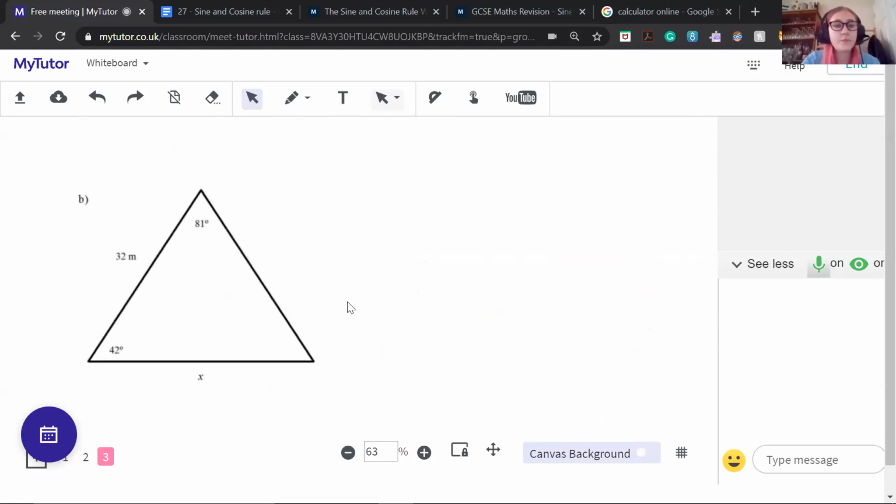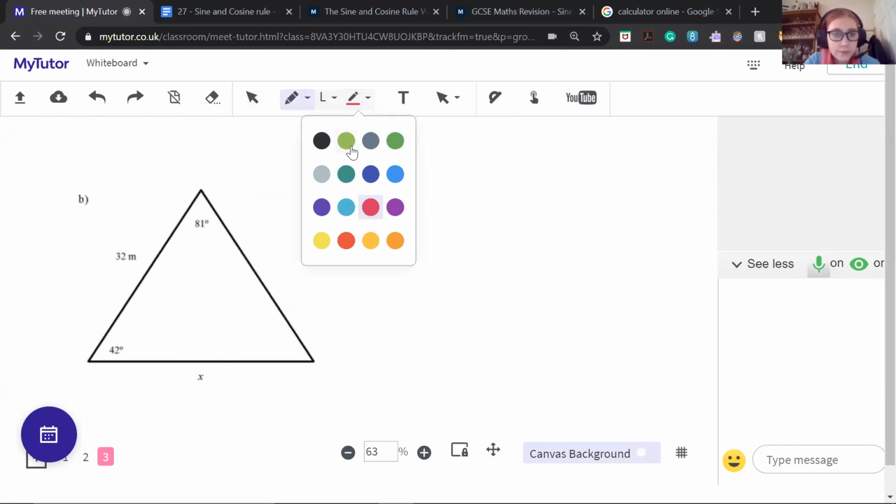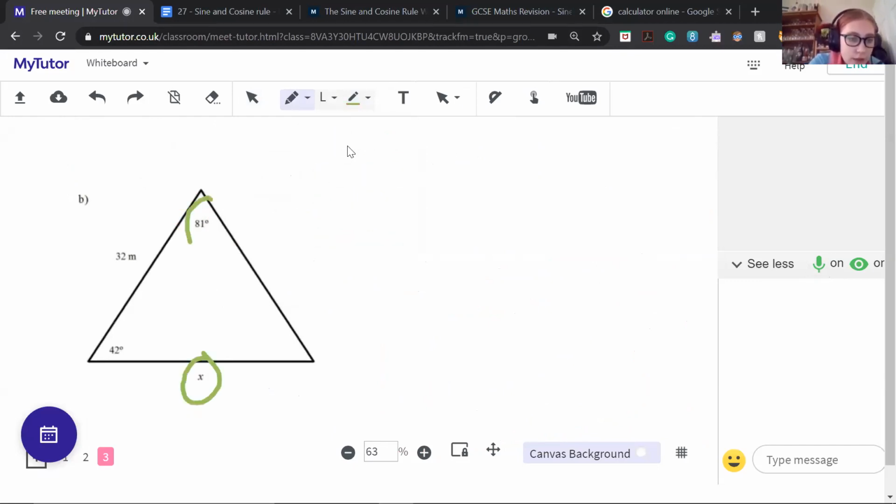So with this one, we can see that we've got this pair here, this x and 81 pair. So we can mark that. What do you think we have to do? Because obviously we've got this but no side over here, and this but no angle over here. So what do you think we can do to find one of those? Just put it on the chat or the Q&A if you have any ideas. Yeah, someone's got it.